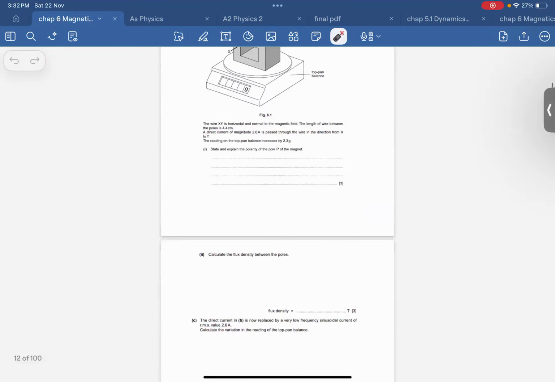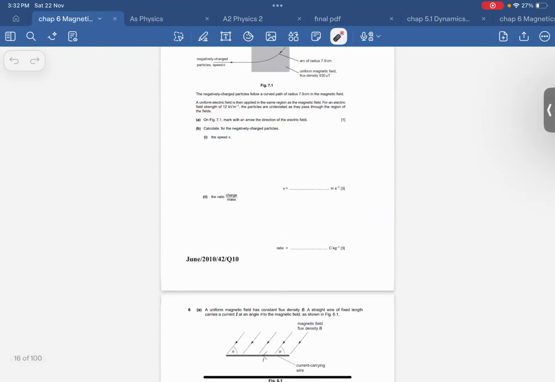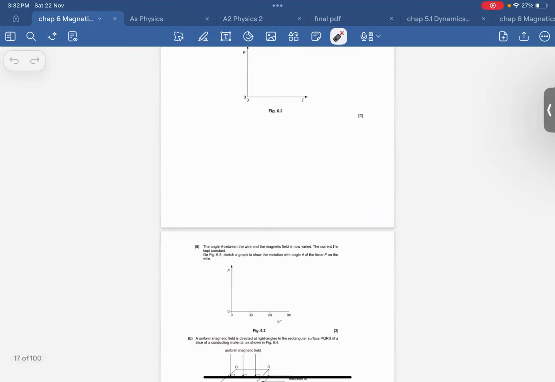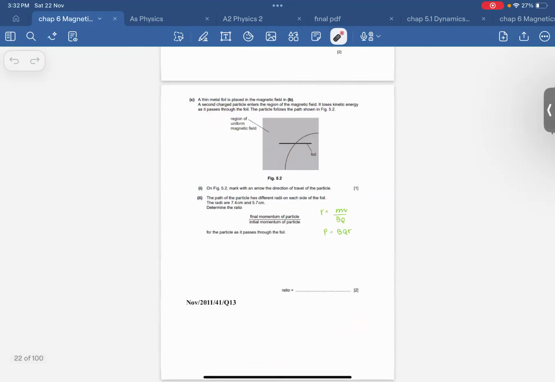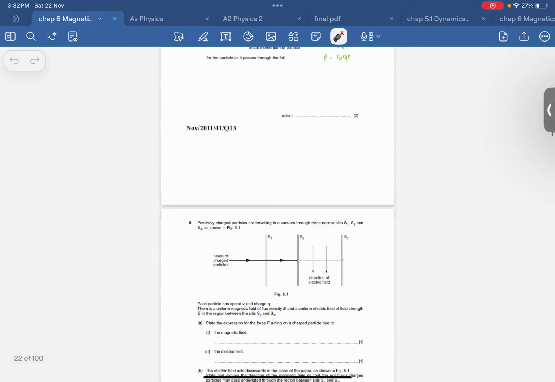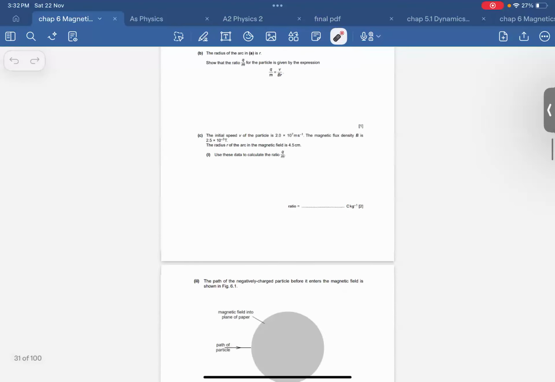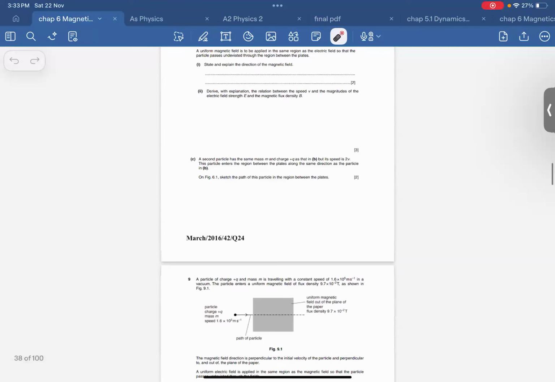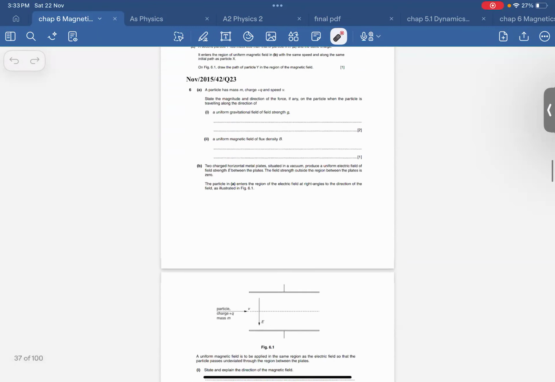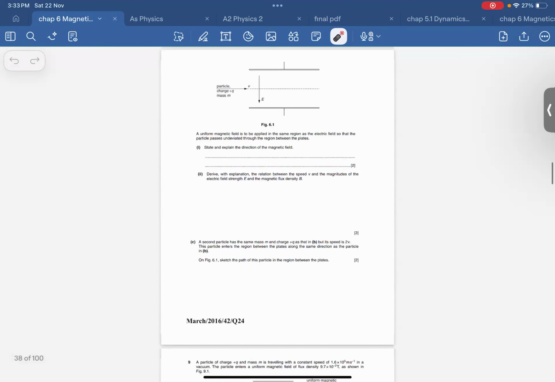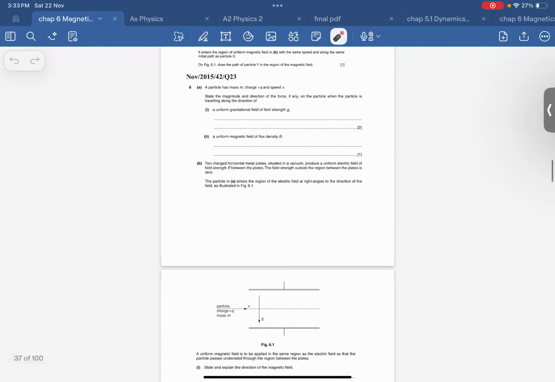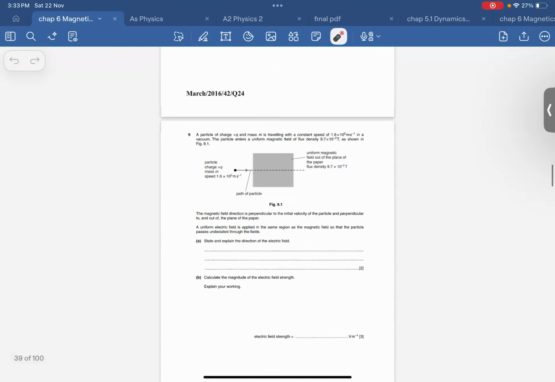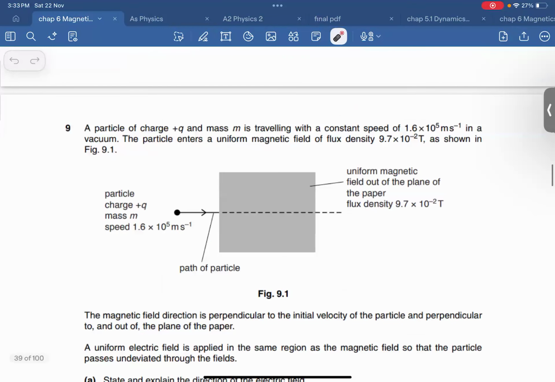I just want you to try from 16. Okay, try this one, the magnetic field. Mr. Irfan, can you read the question?